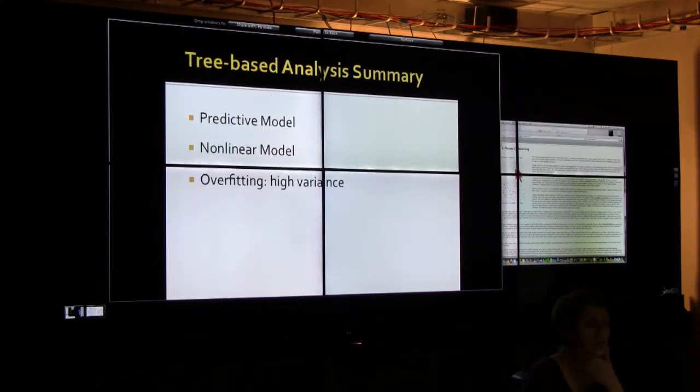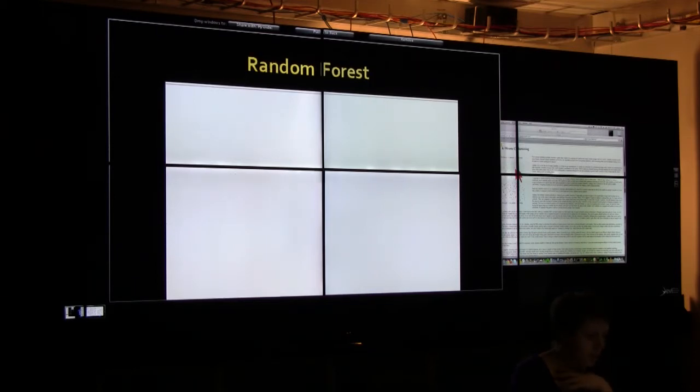And in terms of the tree-based analysis, it's a new model now. It's a predictive model. It's a nonlinear model, so that gives us more richness in representation. But it suffers from the issue of overfitting that Tanya just described. That is, when we test this model against a new set of data, we'll have high variance in the performance results. So here's another model, the random forest, that tries to address the overfitting issue.